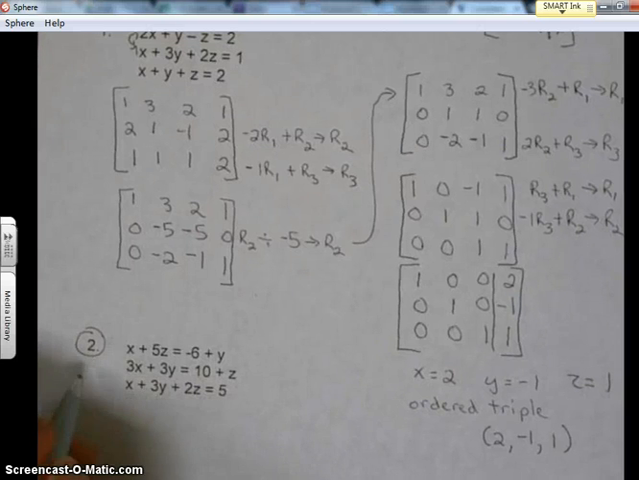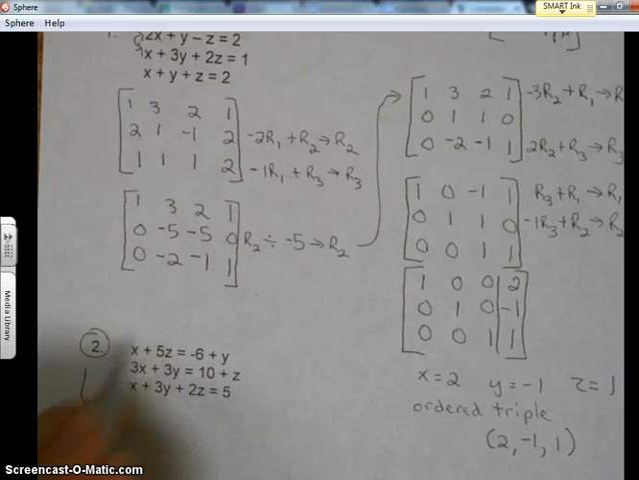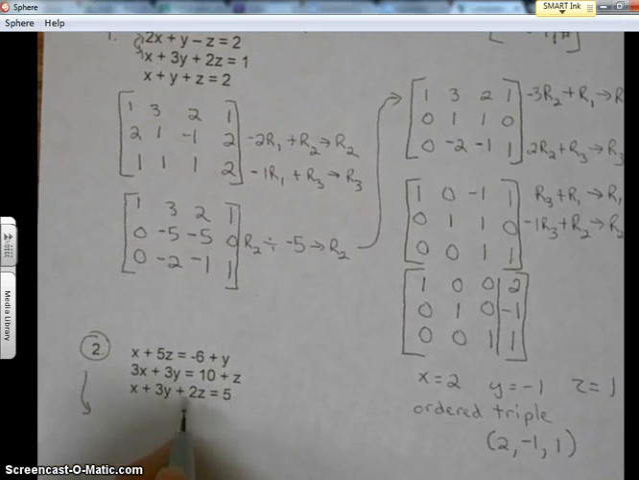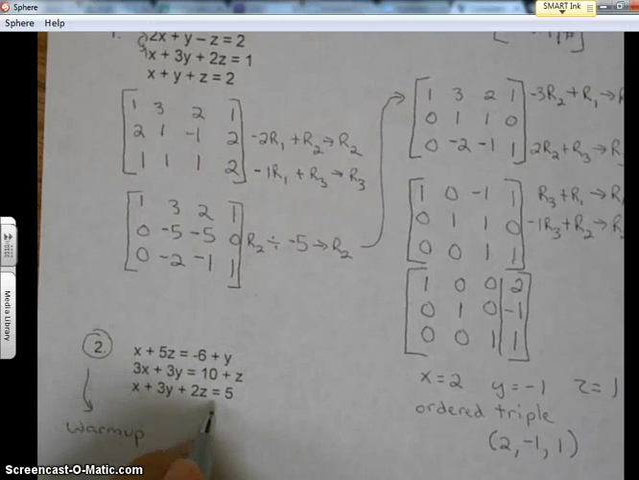So I tell you what, at least do this for number 2. Would you set this up? Set up the matrix for number 2, and we'll do this one on Tuesday as a warm-up. But please have the matrix set up when you come to class.